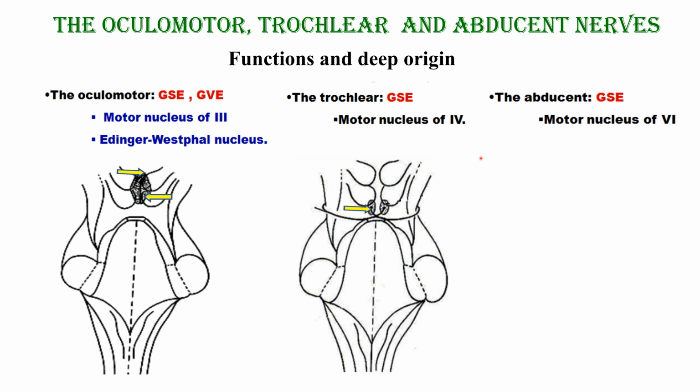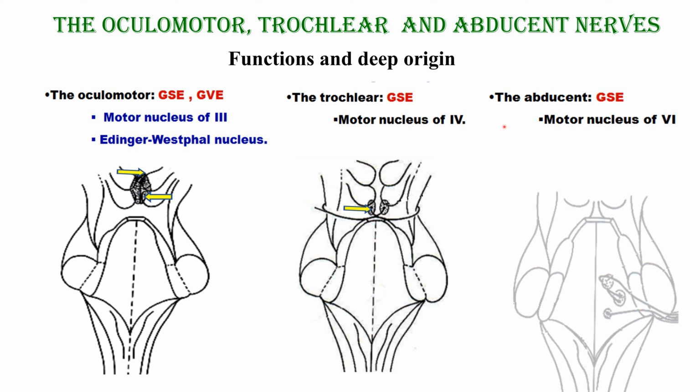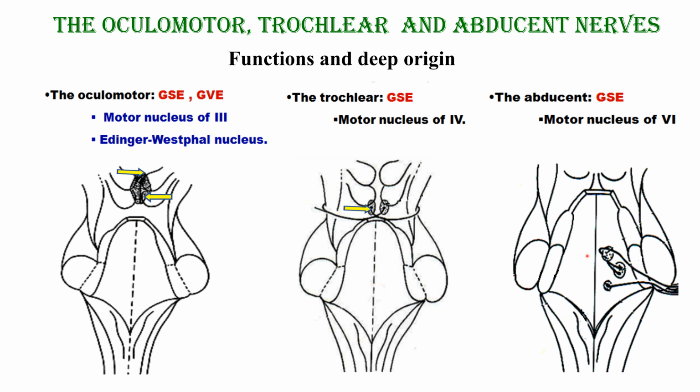The last one, the abducent, the sixth nerve, again is pure motor. The motor nucleus of the abducent nerve is the deep origin, and it is present in the pons, as you can see here. Its nucleus gives the fibers which curve around the nucleus of the facial nerve here in the floor of the fourth ventricle, forming the eminentia medialis or the facial colliculus, which is formed by the facial nerve fibers and the nucleus of the abducent. That is the function and the deep origin of the three nerves.